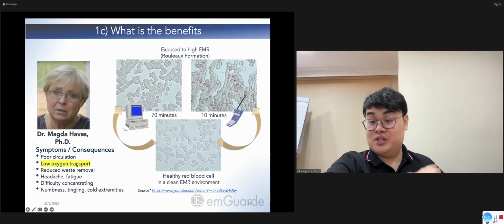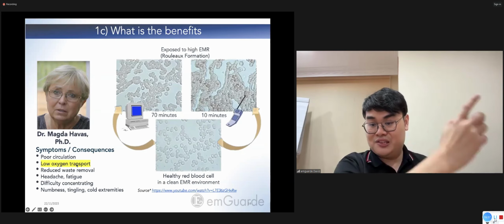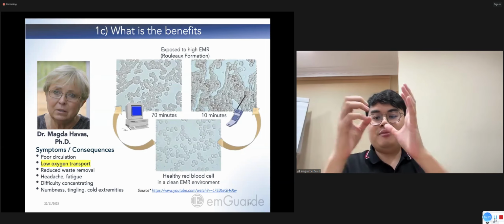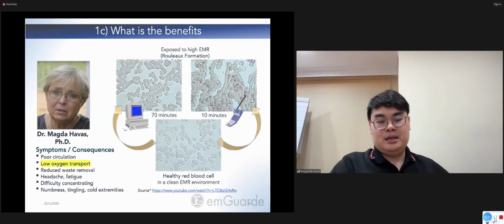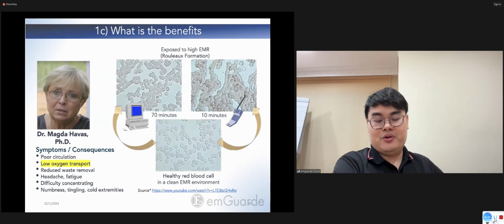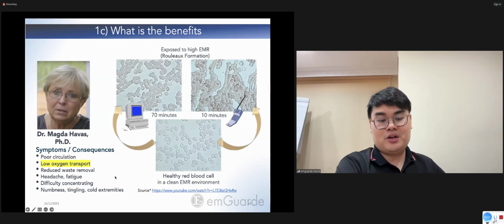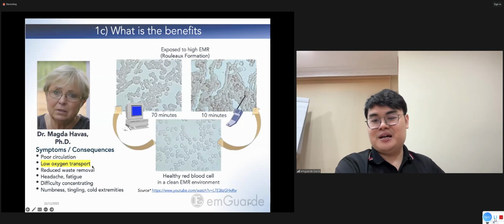because your blood is carrying oxygen, it's carrying nutrients to the cell. So when the surface area becomes so small and stacks together, it actually causes low oxygen transport and also reduces waste removal and all that. Okay, you can read it. It's all over there. Now, why I invite all of you here to focus on low oxygen transport is for one very simple reason. For those Kangenites, you are very familiar with the next slide.